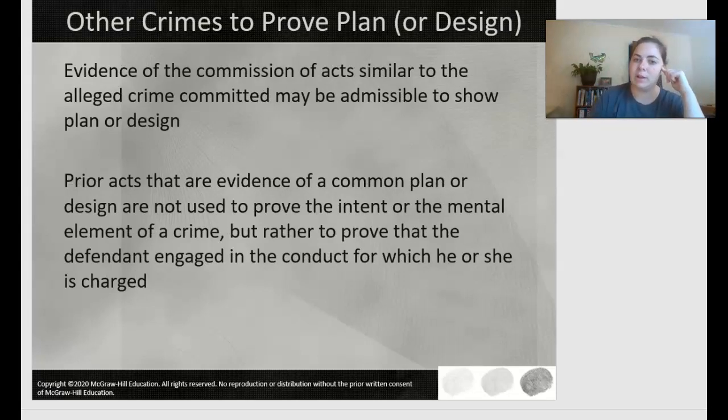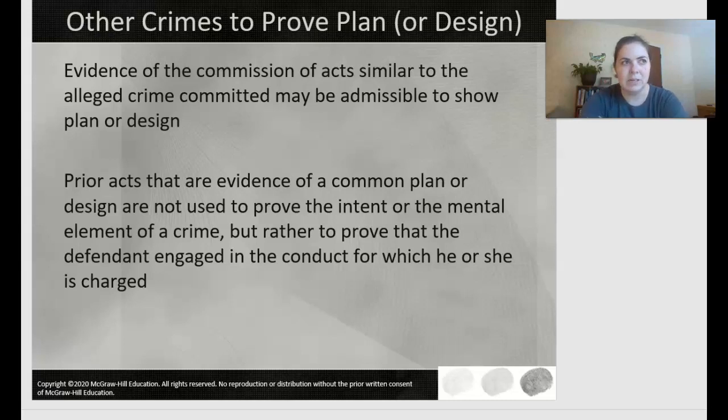When other crimes are offered to prove plan, you can use those past crimes to show this person created a plan or that they had a design. Prior acts are evidence of a common plan or design. It's not used to prove the intent, but that the defendant themselves engaged in the conduct here.